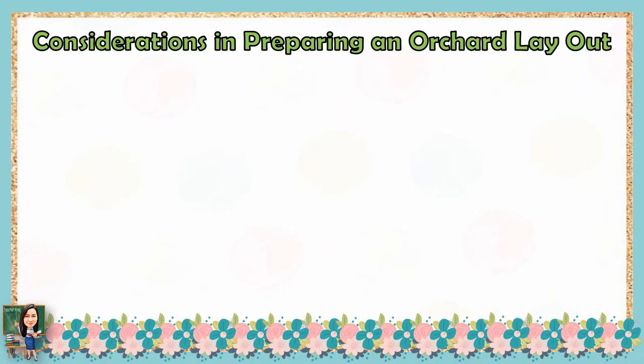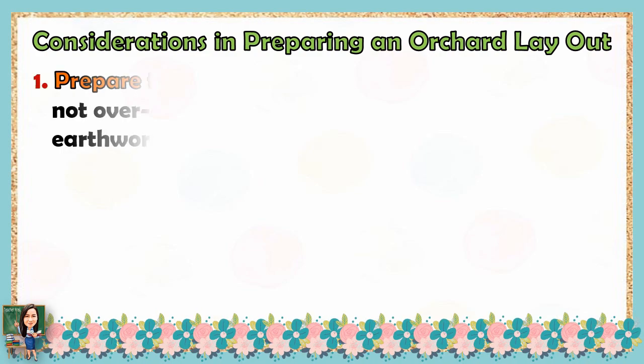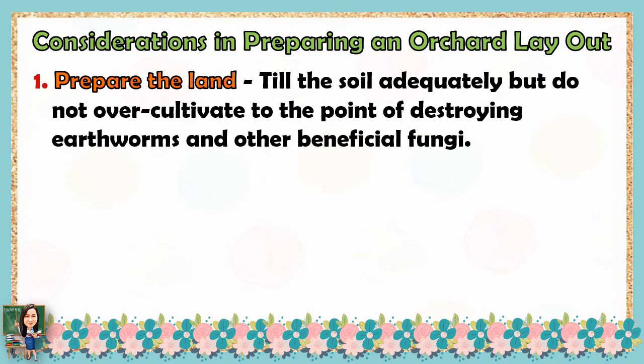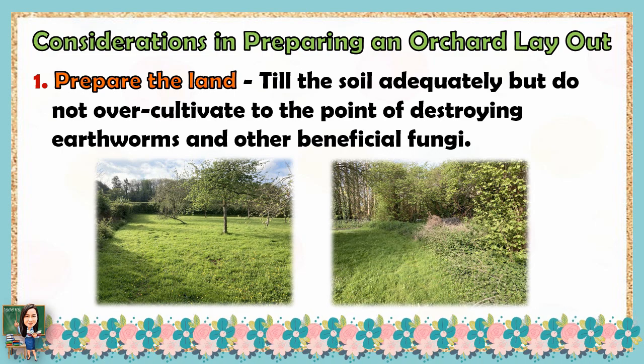There are different considerations in preparing an orchard layout. First, prepare the land. Till the soil adequately but do not over-cultivate to the point of destroying earthworms and other beneficial fungi.